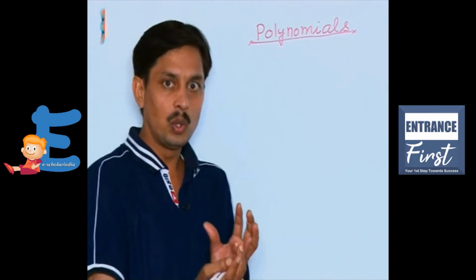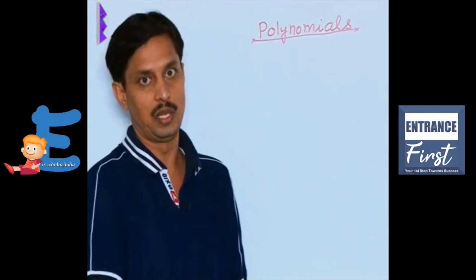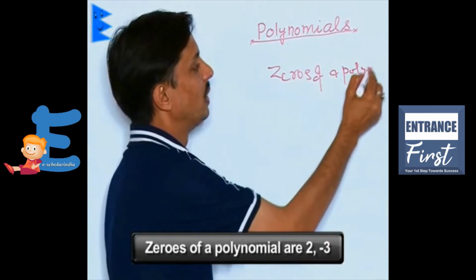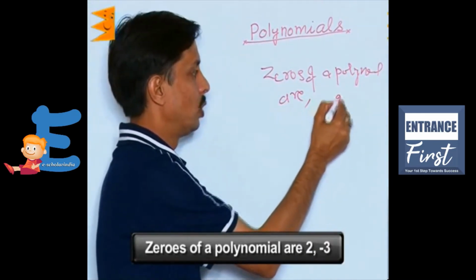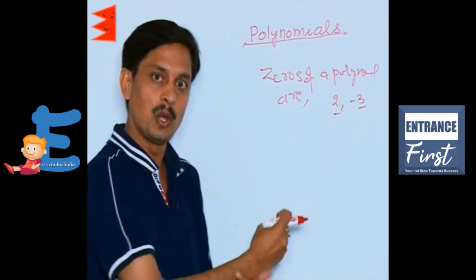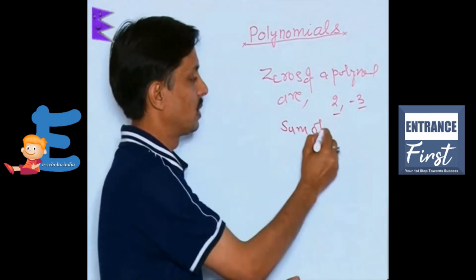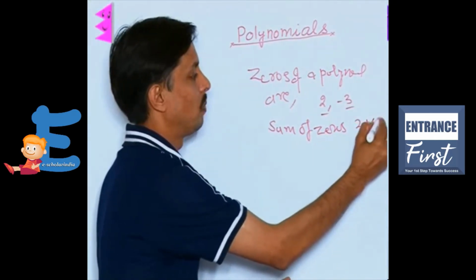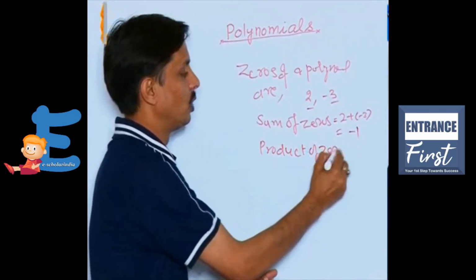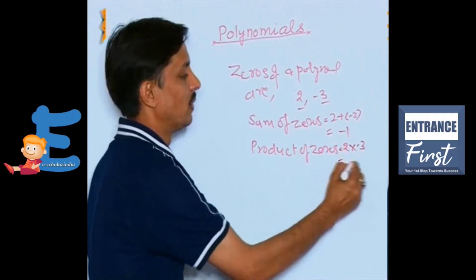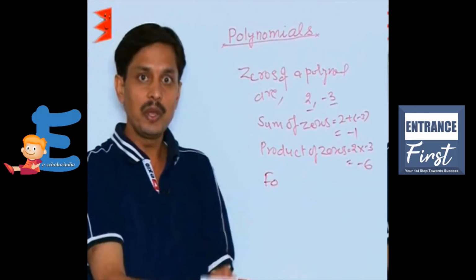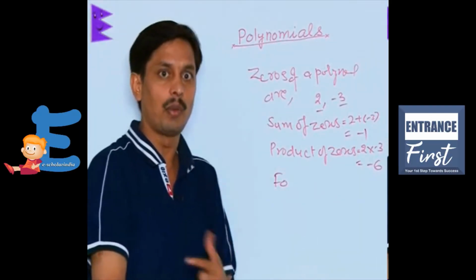Now I want to tell you how to obtain a quadratic polynomial if its zeros are given. Suppose the zeros of a polynomial are 2 and minus 3. How will we obtain the polynomial of which 2 and minus 3 are the zeros? For that you need to calculate first the sum of zeros, that is 2 plus minus 3, the answer comes out to be minus 1. Then we need to calculate the product of zeros, that comes out to be 2 into minus 3, that is minus 6.